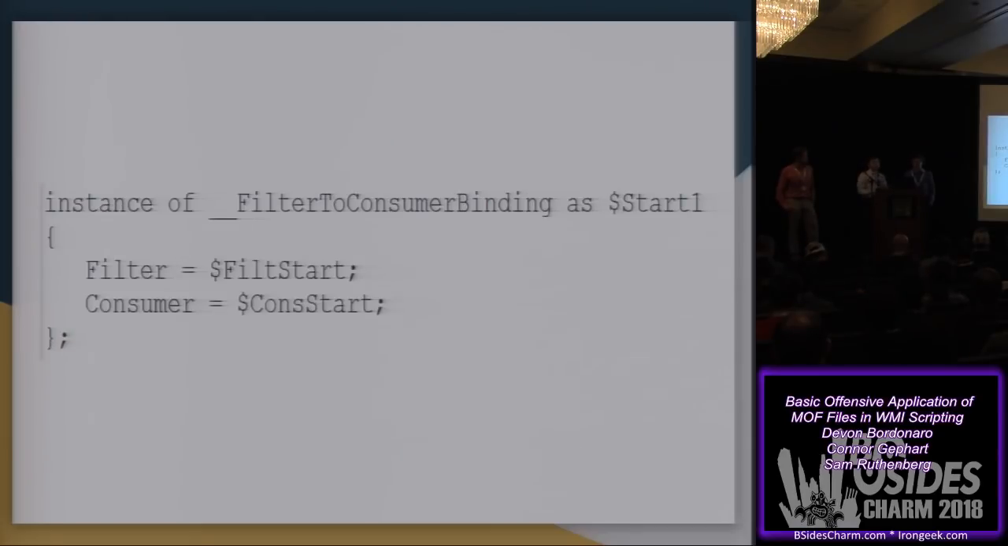The part that ties it all together is going to be a filter to consumer binding, and this is just to tie the event to the consumer so that it knows when this event occurs, do this. You can have multiple consumers for one event, so when one event occurs, you could do many, many different consumers.